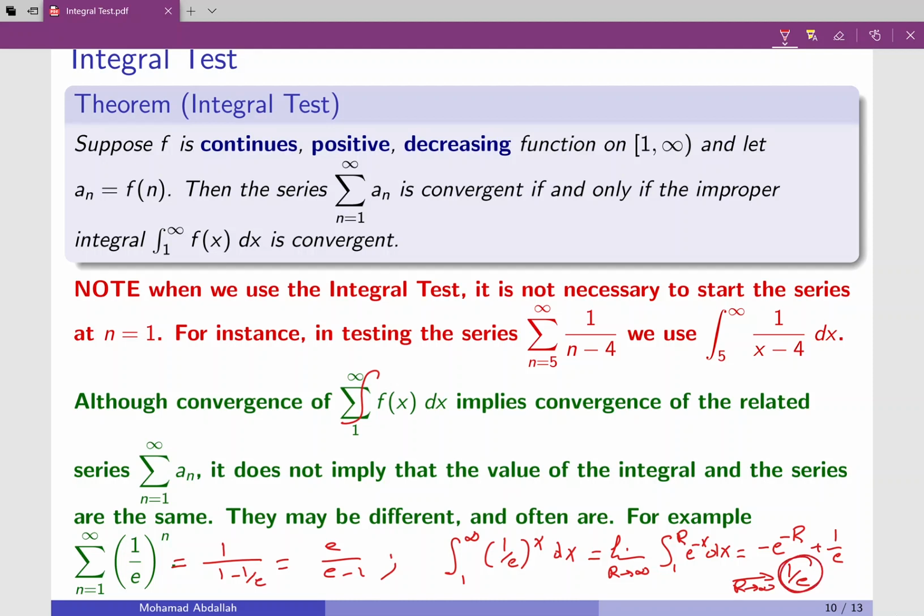So do you see, the value of the integral is 1/e. The value of the sum is e over e minus 1. They're not the same. Okay, so if I find the value of the integral and it's convergent, it only means that the corresponding series is convergent, but its value doesn't apply for the series.